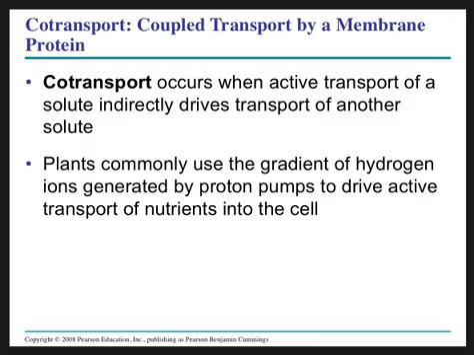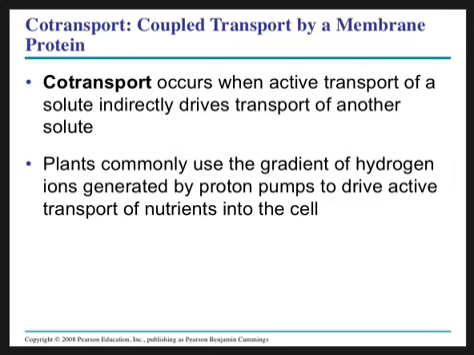Okay, co-transport. Co-transport is one of the big reasons why we have active transport. So co-transport happens when active transport creates a really high or a really wide concentration gradient, and we're going to use it so that we can carry something else we need into the cell. So I'm going to create that excess sodium on the outside so I can use its passive diffusion into the cell to bring something else with it. Okay? Plants use this a lot.